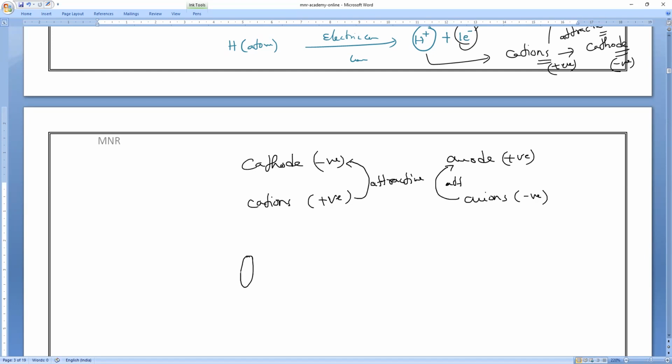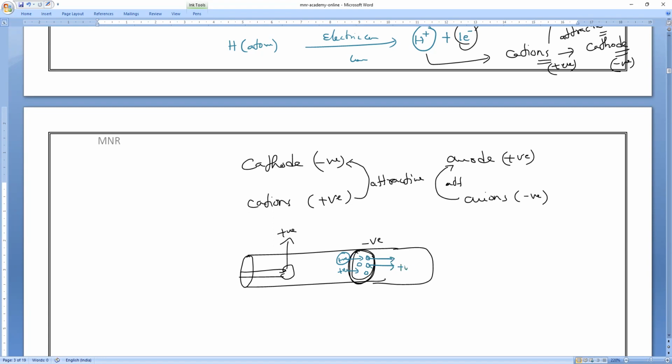In a discharge tube, there is an anode and there is a perforated cathode. So now what will happen, everybody? Cathode is negative charge, anode is positive charge. Now I will use different colors. Gas particles, cations, will form. That is positive charge. So these will be attracted towards the cathode, and as it has holes, some positive cations will pass through and form the cathode rays.